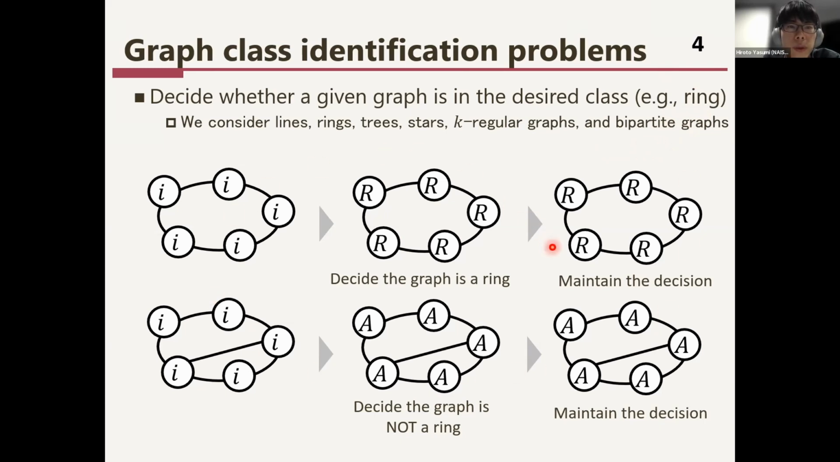So this is an example of the ring identification. In the ring identification protocols, if the given graph is a ring, eventually agents decide that the given graph is a ring. So this largely represents that the agent thinks that the given graph is a ring. And then they maintain the decision. On the other hand, if the given graph is not a ring, agents eventually decide that the given graph is not a ring. And then they maintain the decision.